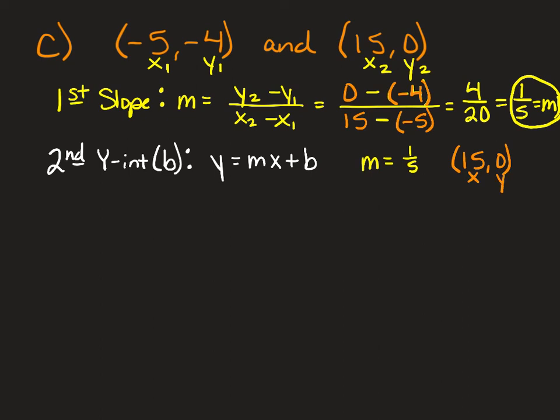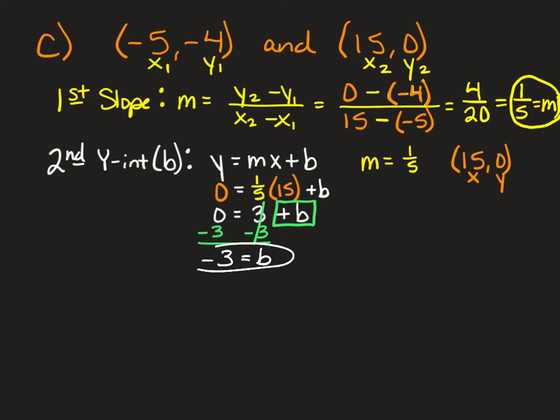We'll plug m, x, and y into our formula. y is 0, equal m is 1/5, times x, which is 15, plus b. We can simplify. 0 equal 1/5 of 15, or 1/5 times 15 is 3, plus b. And then we want to get b by itself, so we're going to get rid of this positive 3 by subtracting 3 from both sides of the equation. We get negative 3 is b, so that's our y-intercept.